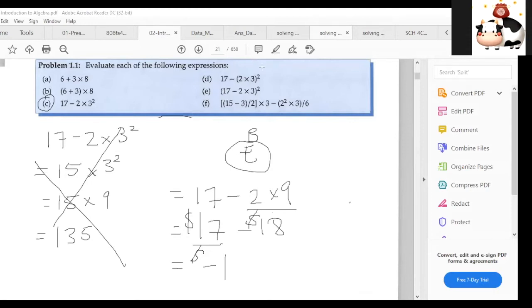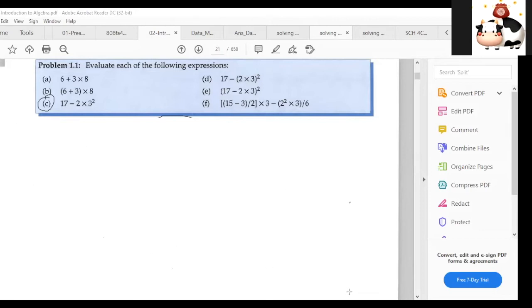So I think we're going to jump to the hardest one in this problem 1.1. And let me get rid of this circle so it doesn't confuse anybody. And we're going to do this one right here. Lots of good things happening here. Well, I see subtraction and brackets and division and multiplication and exponents. It's a big party in this question, all right?